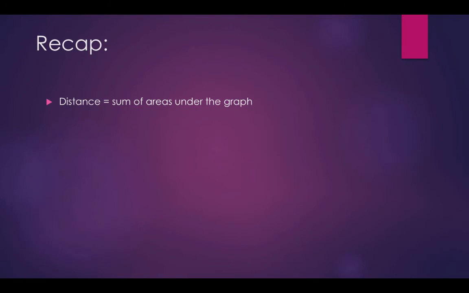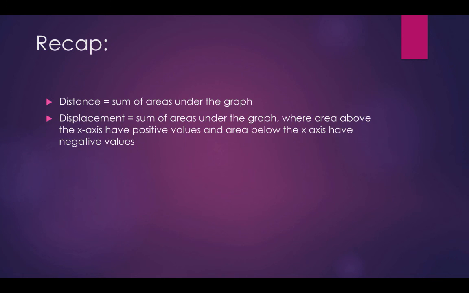To recap, distance equals the sum of areas underneath a velocity time graph. Displacement, on the other hand, is the sum of areas underneath a velocity time graph where the area above the x-axis has positive values and the area below the x-axis has negative values.